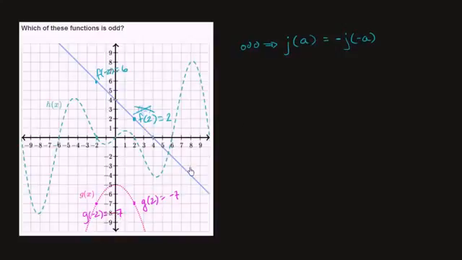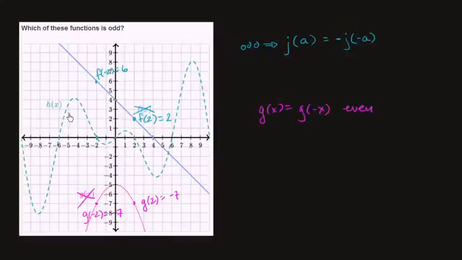So here we have a situation, and it looks like that's the case for any x we pick, that g of x is going to be equal to g of negative x. So g of x is equal to g of negative x. It's symmetric around the y, or I should say the vertical axis right over here. So g of x is even, not odd. So which of these functions is odd? Definitely not g of x.